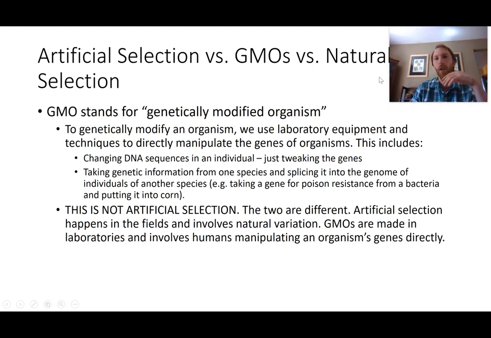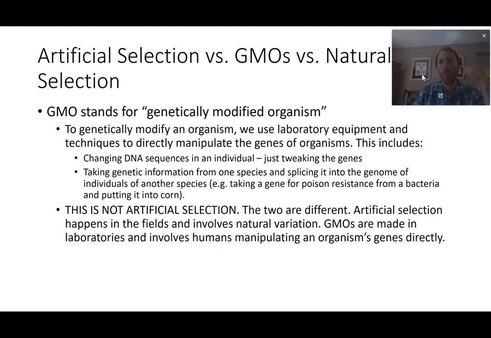and GMOs, natural selection, when humans are changing the environment, but we're not directly doing artificial selection, selective breeding for a species for a domesticated species, that is still natural selection. So let me tell you what I mean.